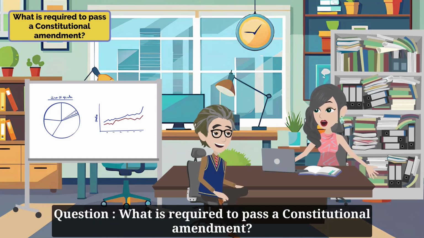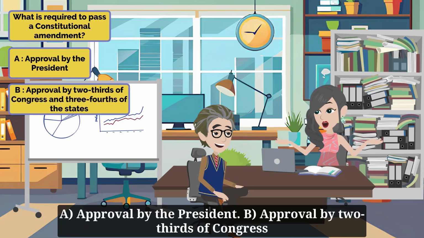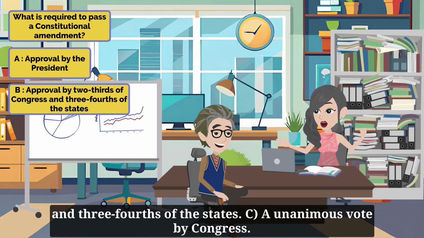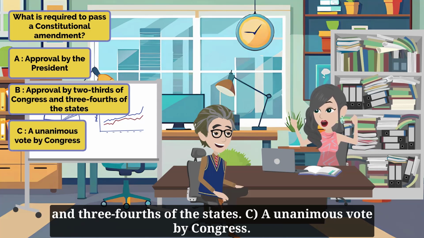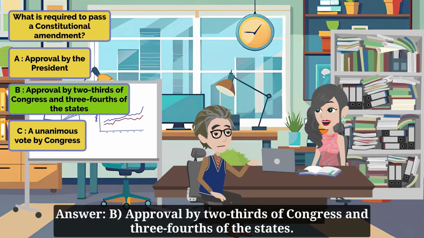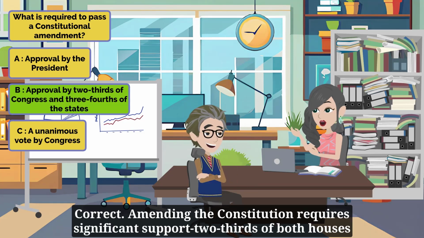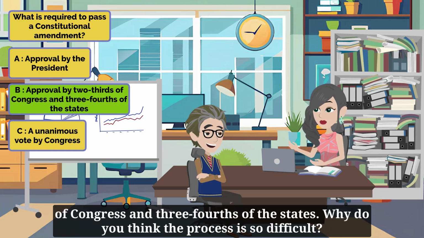Question: what is required to pass a constitutional amendment? A. Approval by the President. B. Approval by 2/3 of Congress and 3/4 of the states. C. A unanimous vote by Congress. Answer: B. Approval by 2/3 of Congress and 3/4 of the states. Correct. Amending the Constitution requires significant support, 2/3 of both houses of Congress and 3/4 of the states. Why do you think the process is so difficult?